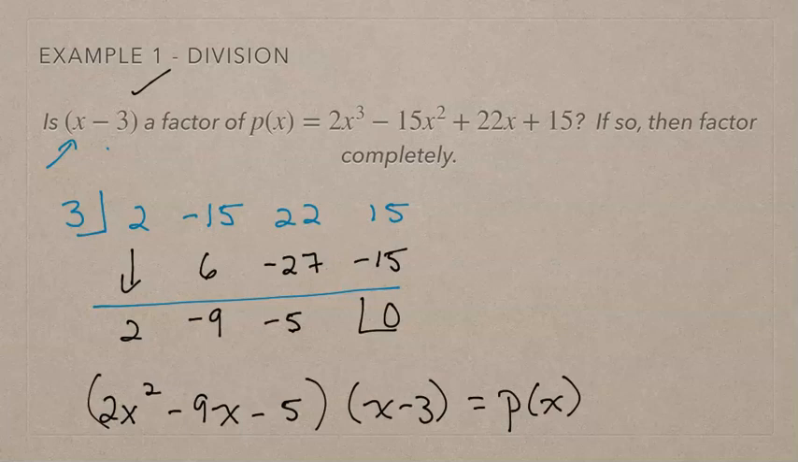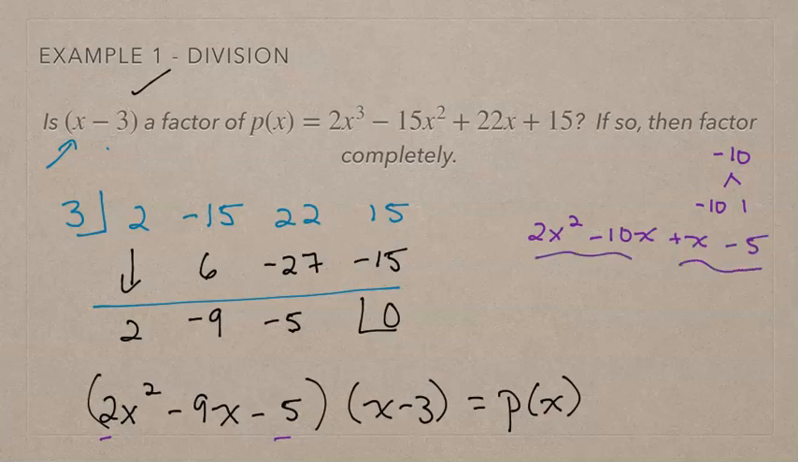So you can use whatever method you want. I'm going to look at an AC method. I'm going to do this over here in purple. So if I'm using the AC method, A times c is negative 10. Two numbers that multiply to negative 10 and add to negative 9 are negative 10 and 1. And then I'm going to split the middle. So I have 2x squared minus 10x plus x minus 5.